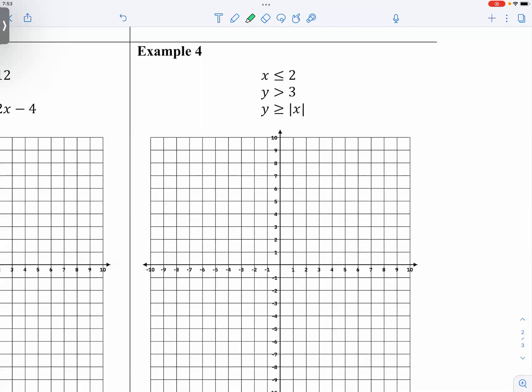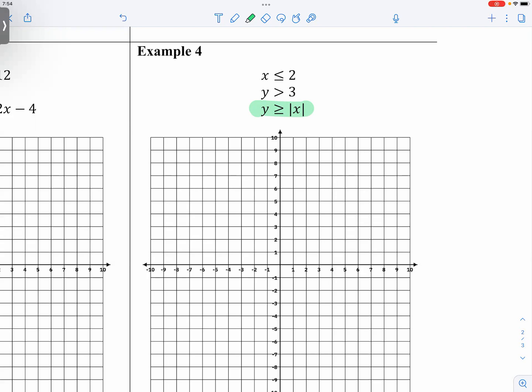So in example number 4, you have a couple easy graphs, and then you have y is greater than absolute value of x. So let's go ahead and do the more challenging one first. Let's go ahead and draw this graph. Okay, so can you go ahead and draw it in your graphing area? What is y greater than absolute value of x?